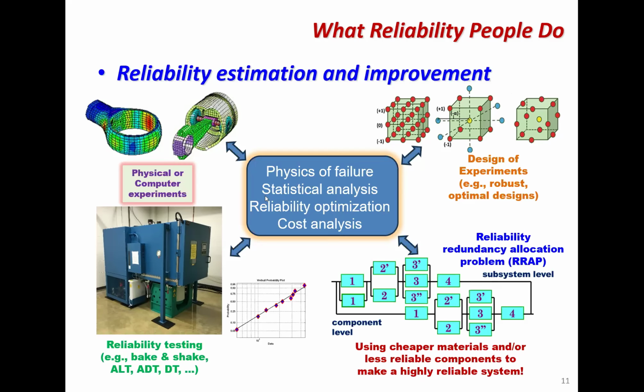And also, a lot of research has been done on the so-called reliability redundancy allocation problem. For instance, the goal is to use cheaper materials and or less reliable components to make a highly reliable system. A lot of researchers in this area, for instance, Dr. David Coit at Rutgers University, have done a lot of work on reliability redundancy allocation problems, especially one of the most widely cited papers on how to use genetic algorithms to deal with this problem. If you're interested in such a topic, you can go to his website.